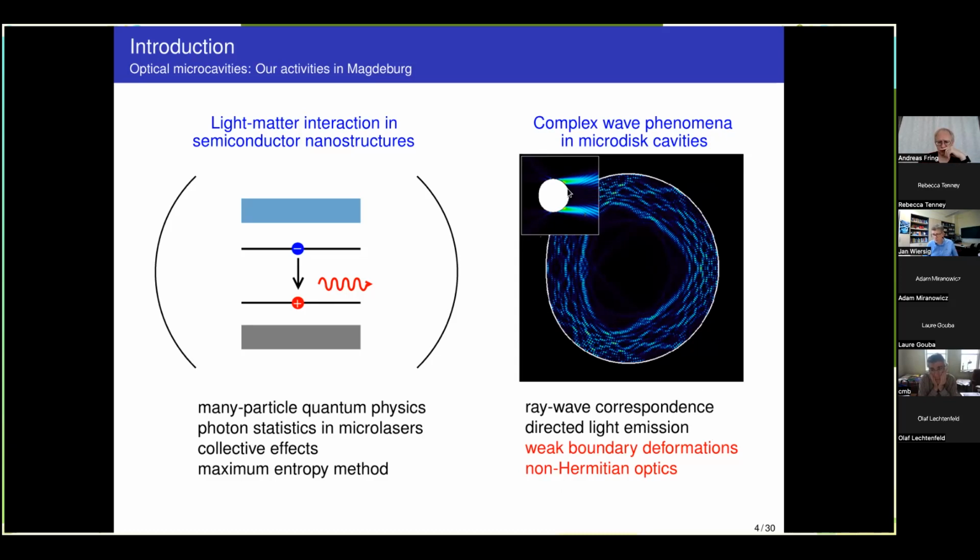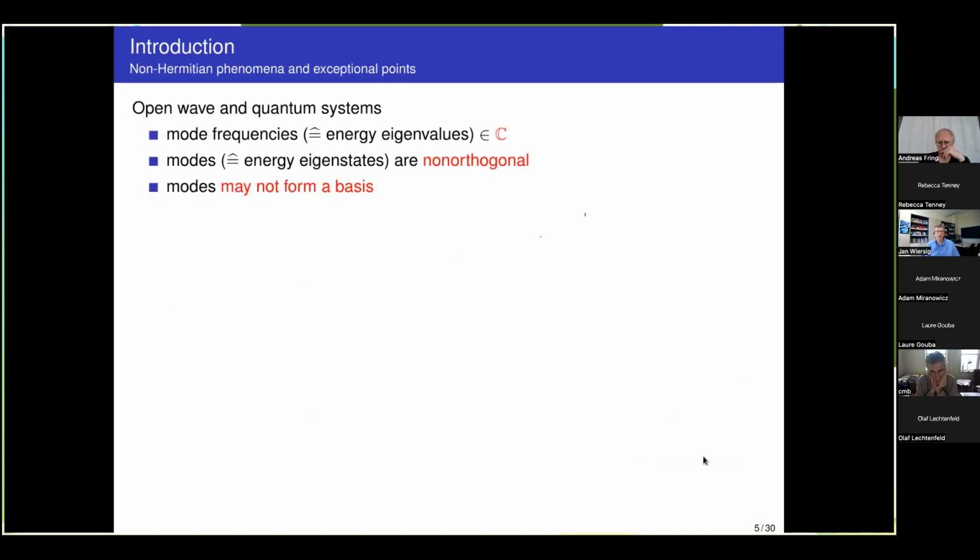And from a theoretical point of view, we're interested in weak boundary deformations because there's an interesting perturbation theory for this. And of course, non-Hermitian optics, photonics. And this is what I mainly speak about today. And we will also just briefly touch on weak boundary deformations. Okay. Now, non-Hermitian phenomena, exceptional points.